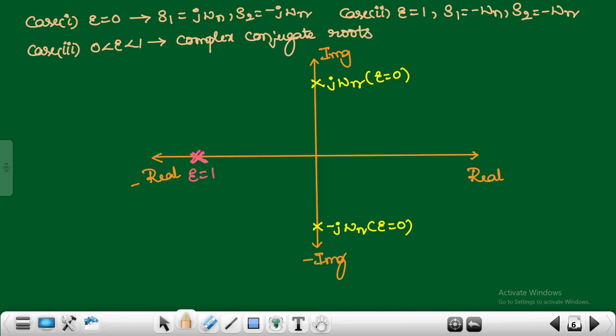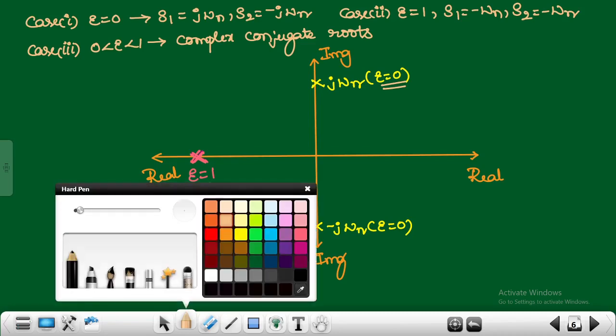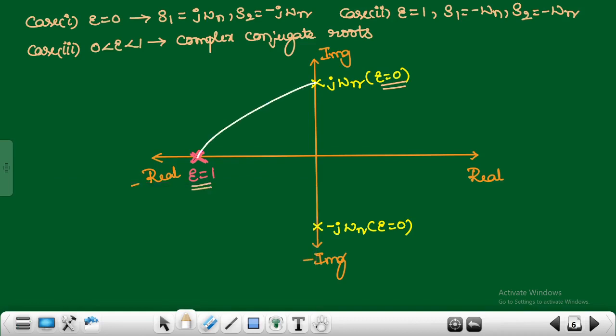So that means it is starting from 0. Whenever zeta equals 0, the condition is here. Whenever zeta equals 1, this is the place here. So it will start from here. I will draw the graph: it starts from 0 and reaches 1. Then once again it starts from 1 and reaches 0. So this is the nature. This is the graph for 0 less than zeta less than 1. The roots are placed on this graph, and for this range the roots will be complex conjugates of each other.